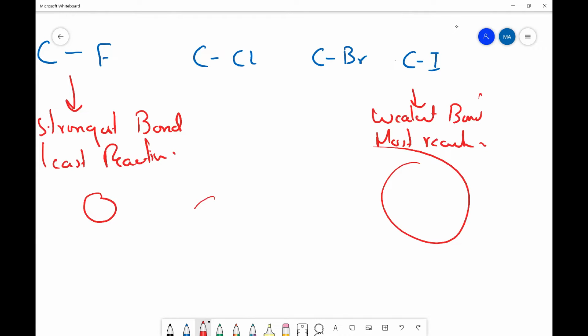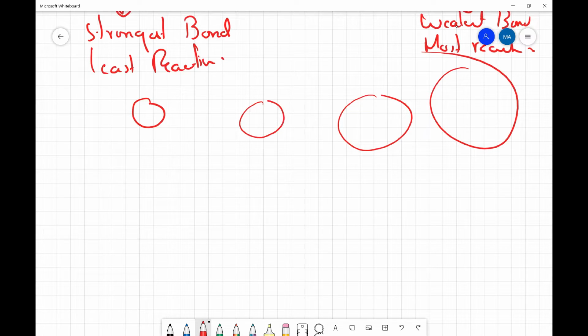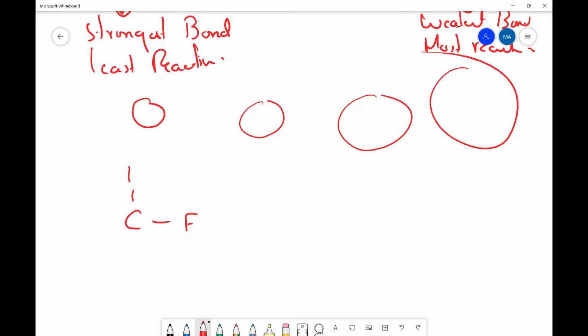And the radii tend to get bigger as you move from C-F to C-I. C-Cl and C-Br have medium-sized atoms. So this is an example of a bond with CH3F. This bond is the strongest there, so this is why it's the least reactive.